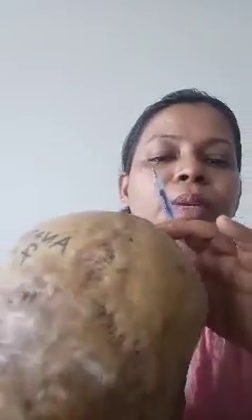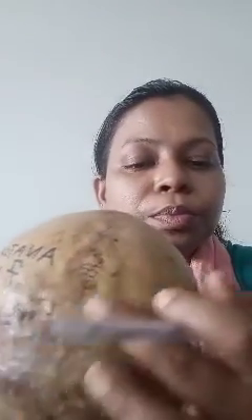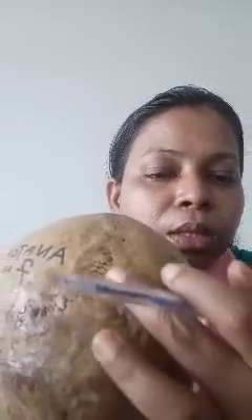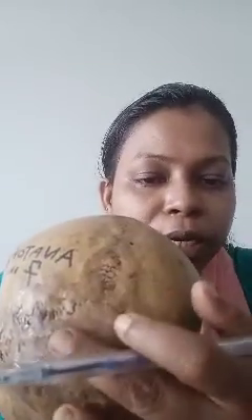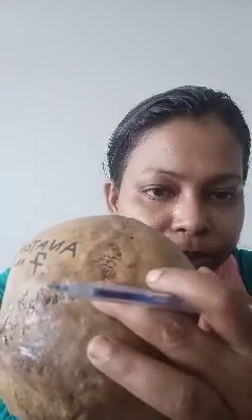Here also we can see there is a junction between the sagittal suture and the lambdoid suture. This is known as lambda. This also corresponds to another fontanelle, that is the posterior fontanelle. So this is lambda.